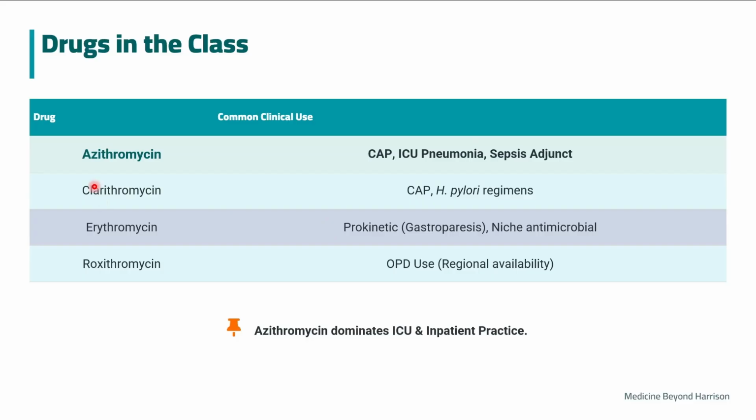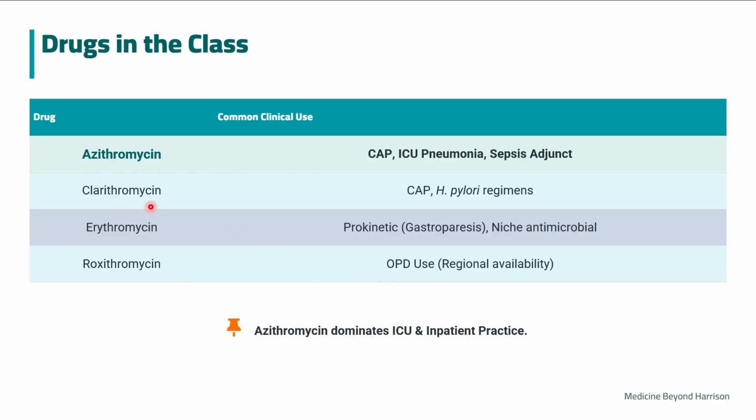The drugs in this class currently used are azithromycin, clarithromycin, erythromycin, and roxithromycin. Erythromycin is now not predominantly used as an antibiotic. It is nowadays predominantly used as a prokinetic drug for gastroparesis. And roxithromycin, based on regional availability, is not commonly used in India, mainly for OPD use cases.